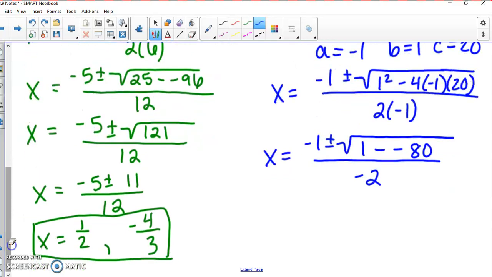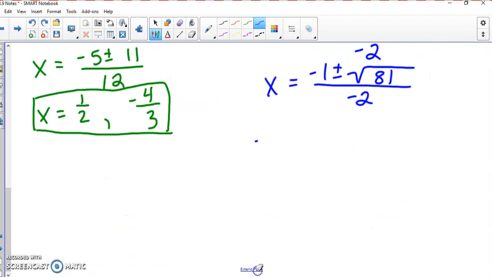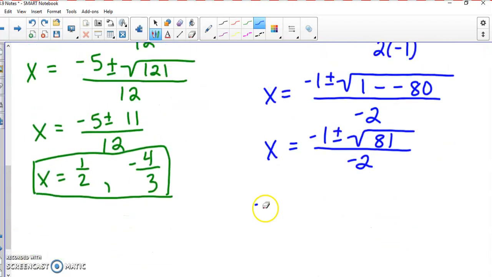Okay, and remember, just like last time then, that minus a negative turns into a plus. So I'm going to have -1 plus or minus square root of 81 over -2. And this one works out pretty well again too, because the square root of 81 is 9. So -1 plus or minus 9 over -2.